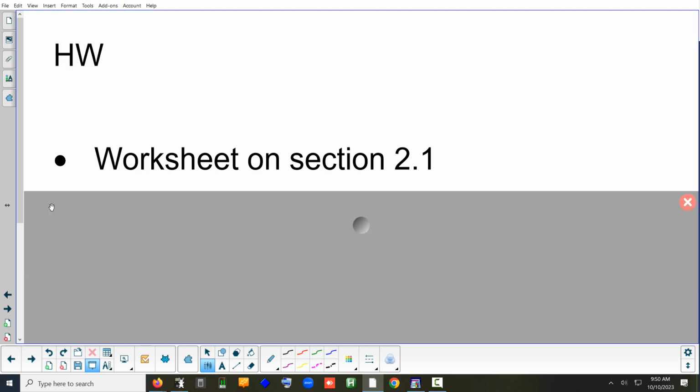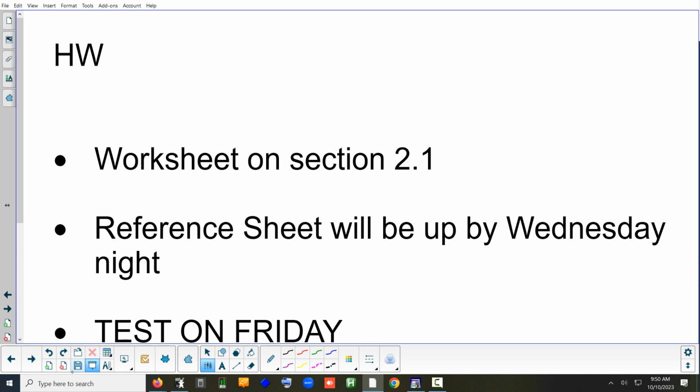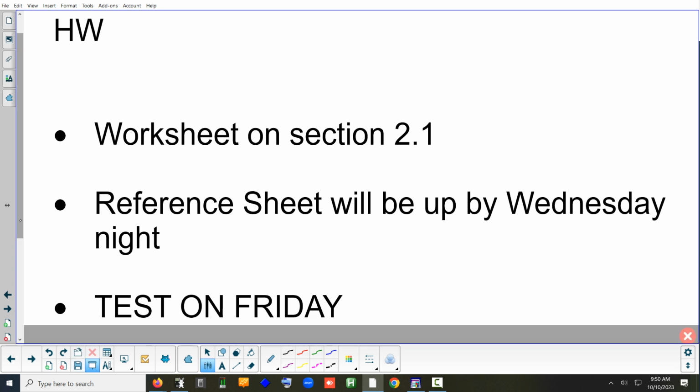So the worksheet tonight, section 2.1. The reference sheet is actually already up on Schoology. So it says it's going to be up Wednesday. I got it done early, so it's already done. And then we'll have our test this week on Friday.